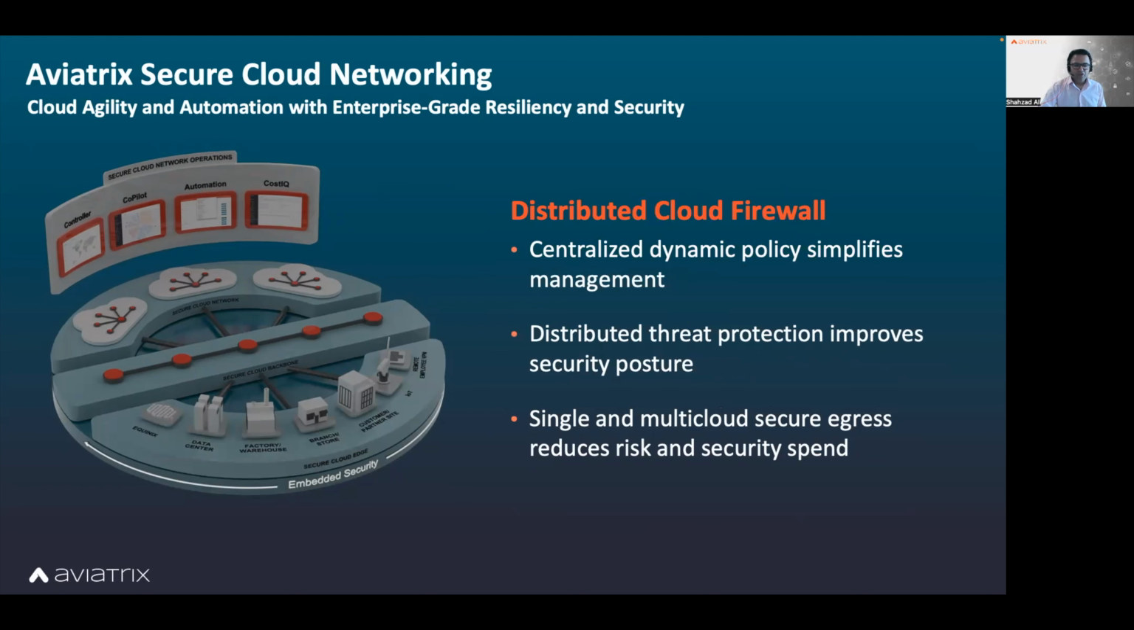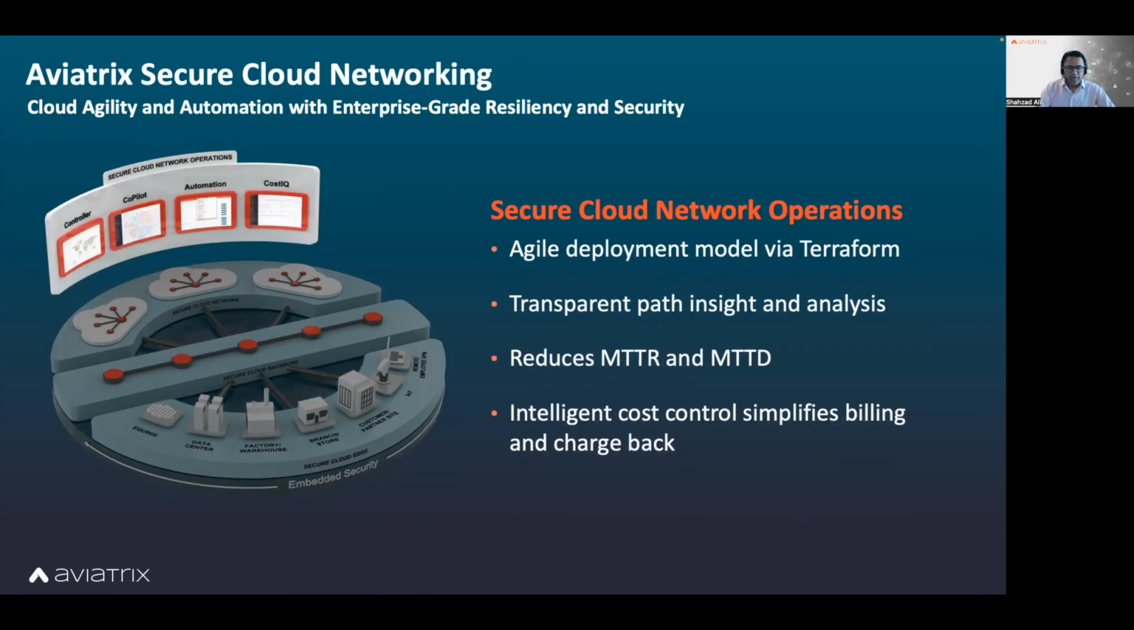The policy model makes this firewall look like a giant firewall, but the enforcement is done at distributed locations in the VNets or on-premise edge locations to make sure your traffic is protected close to the source of the traffic. Then we have the secure cloud networking operations, which provides the agile deployment model via Terraform, so it can easily connect to your CI/CD pipeline. In essence, it reduces your mean time to resolution when a problem happens by providing advanced troubleshooting and operational capabilities directly built inside the data fabric.